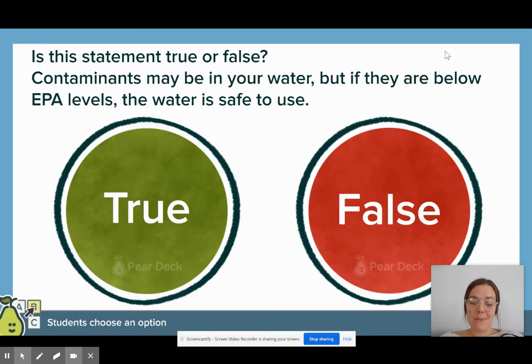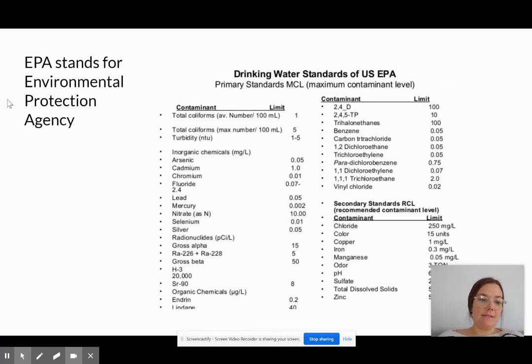Now, contaminants may be in your water, but if they are below EPA levels, the water is safe to use. Is this true or false? So this is actually true. The EPA is the Environmental Protection Agency. It is an organization whose job is to protect us from governments and organizations and companies using the environment and creating health issues for us.